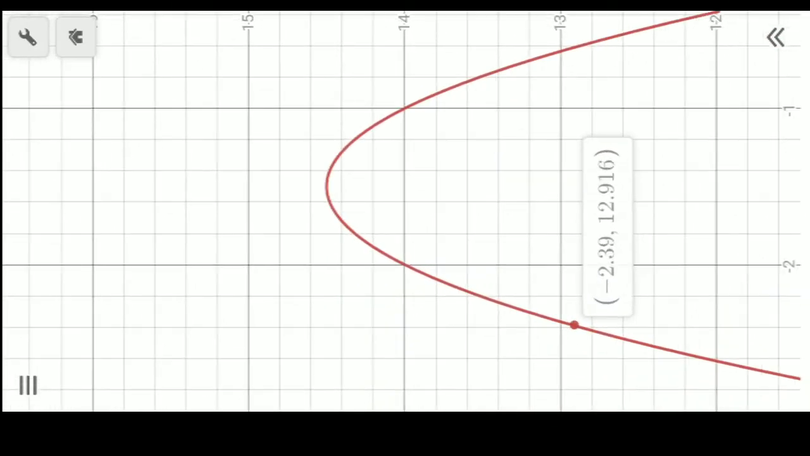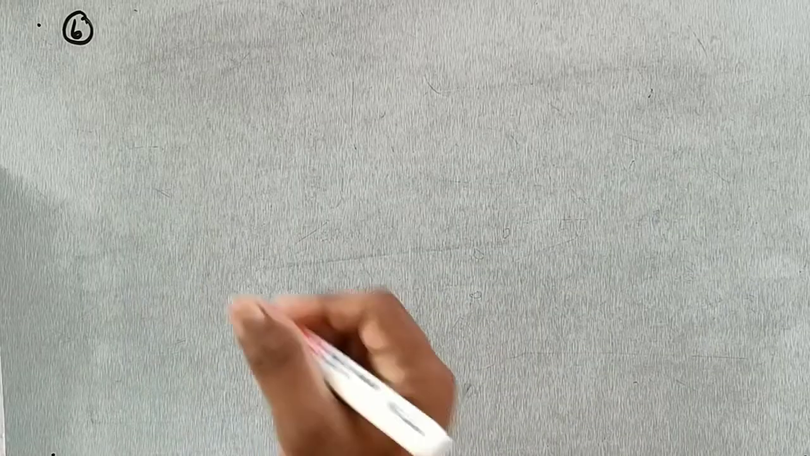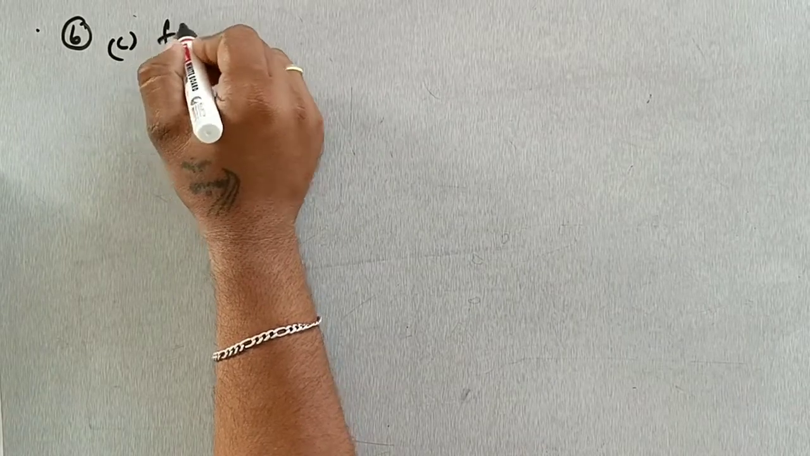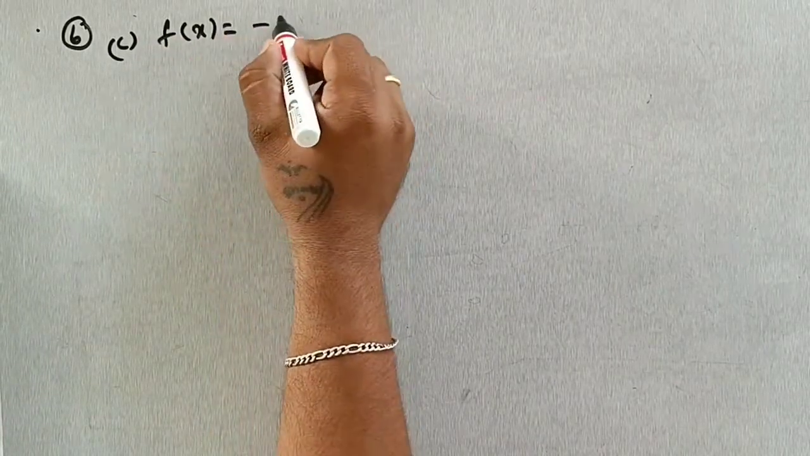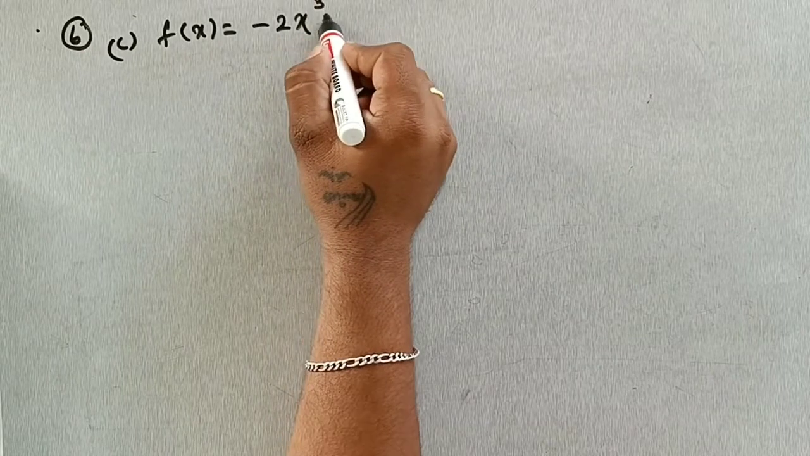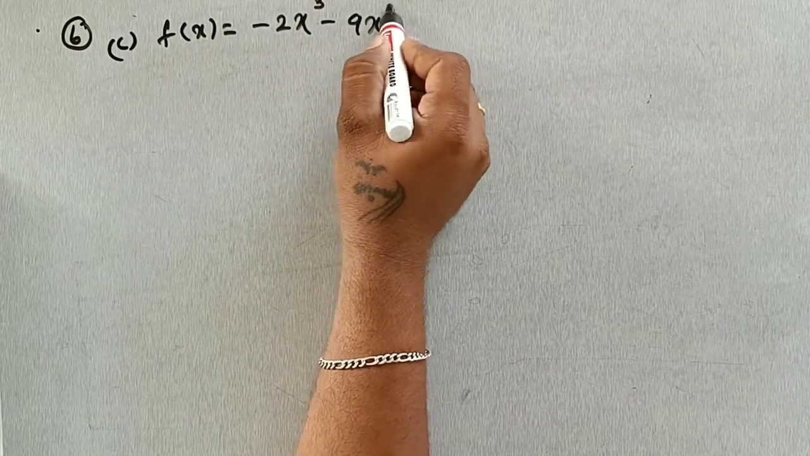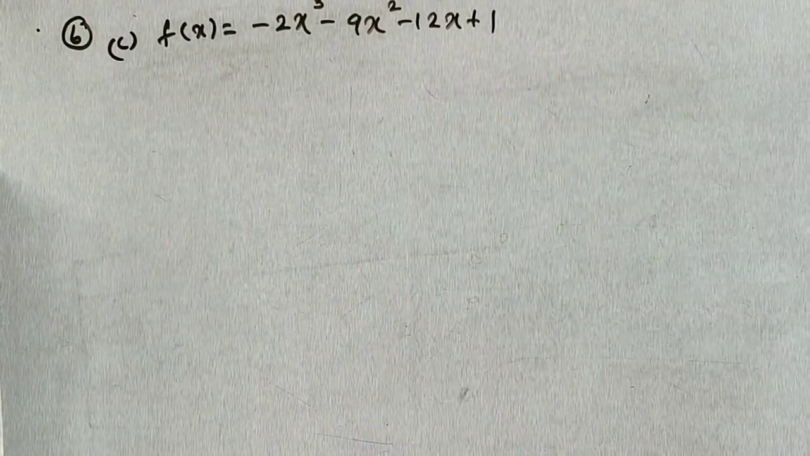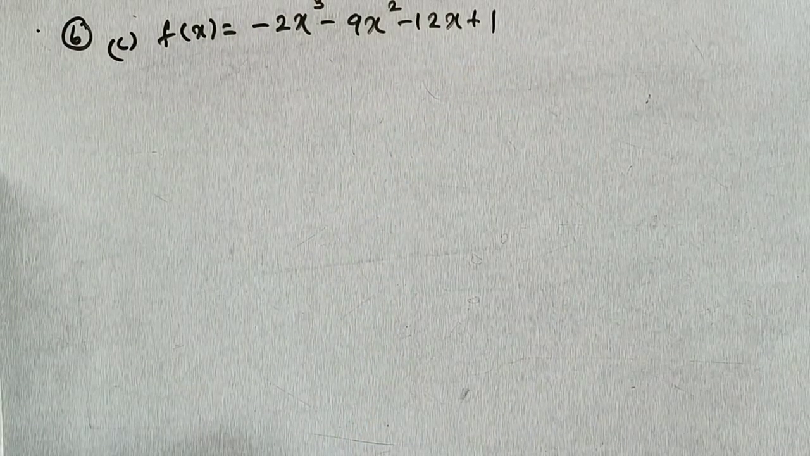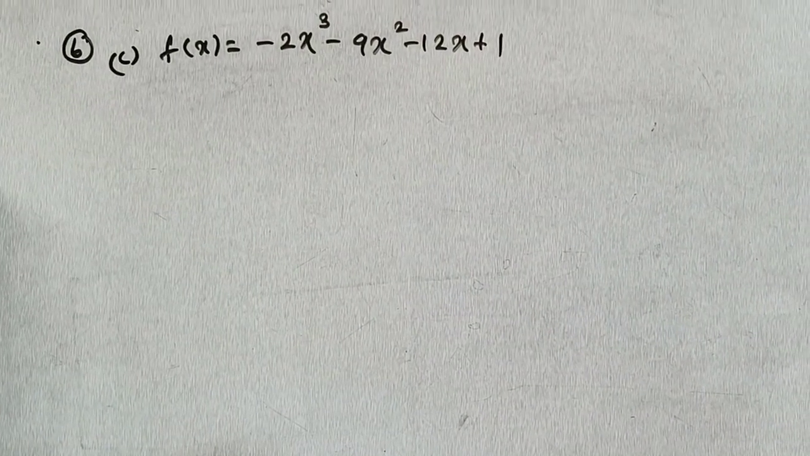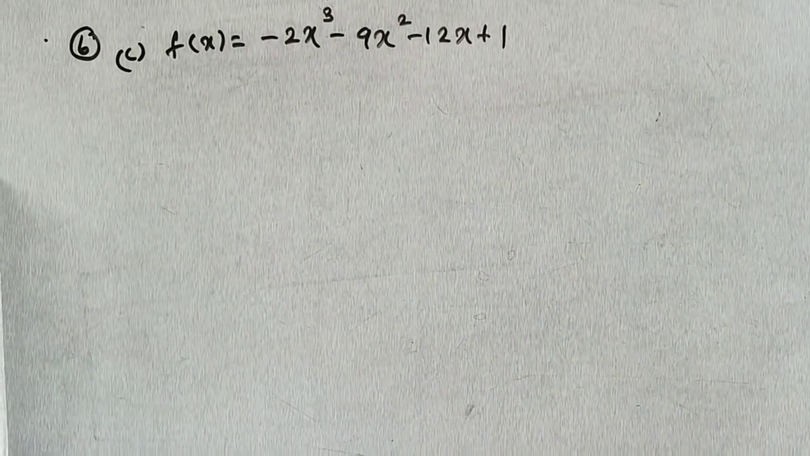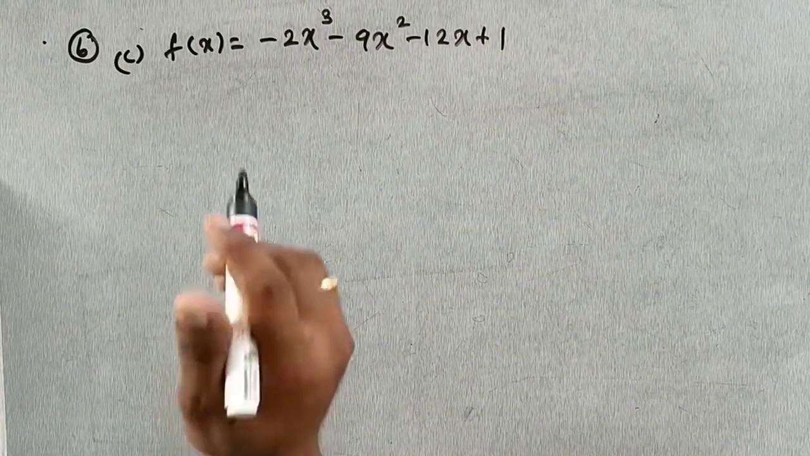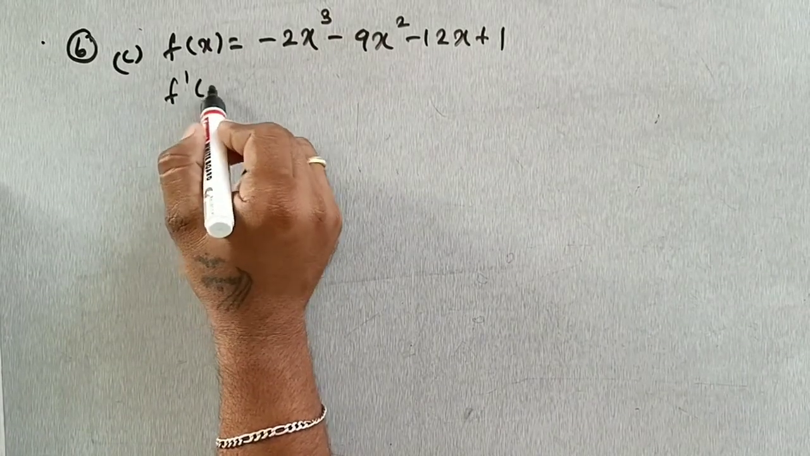Okay. Now next question, the C question. So what is the C question? f of x equal to, here it is a cubic polynomial. So f of x equal to minus 2x cube minus 9x square minus 12x plus 1 is the given polynomial. Differentiating the cubic polynomial, we will get a quadratic polynomial. Equating it with 0, we will get 2 critical points, that is 3 intervals we will get. So now what is the value of f dash of x?